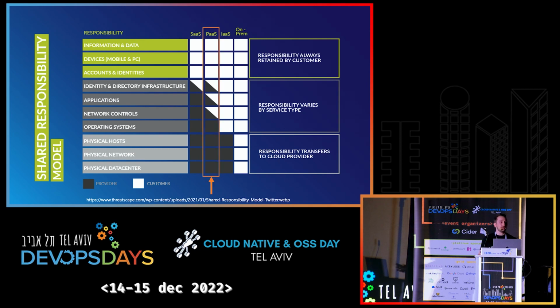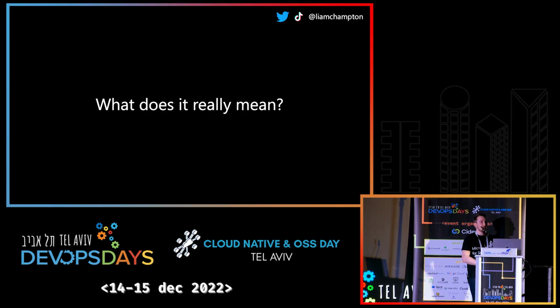So where does FaaS fit in? FaaS being function as a service, or serverless, as some might say. Well, I believe after my research, because there's no hard way of saying this, that it is in PaaS, which is platform as a service. What does that really mean? What does serverless really mean to the everyday developer?